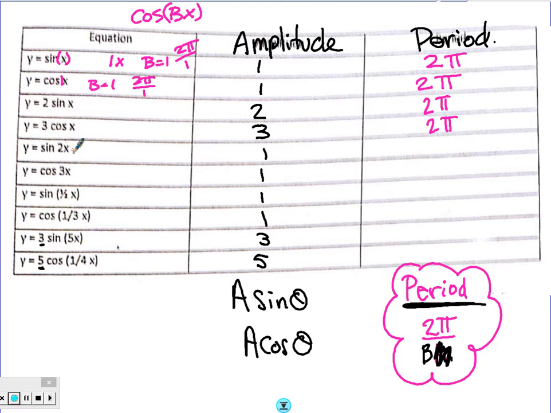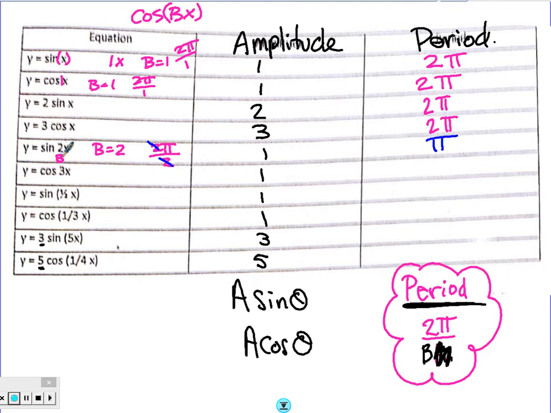Now we get a period change. Here my b value, b is 2. So if I take my 2 pi formula divided by b, 2 pi divided by 2, my 2s simplify, and now my period for this function is pi. Now this is really interesting. There was a 2 here, but it cut my period in half.